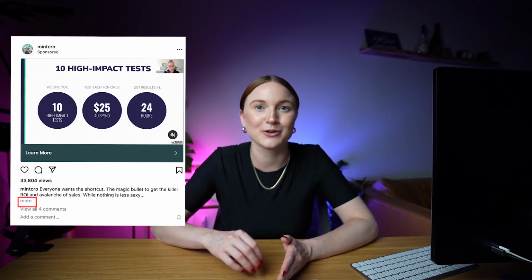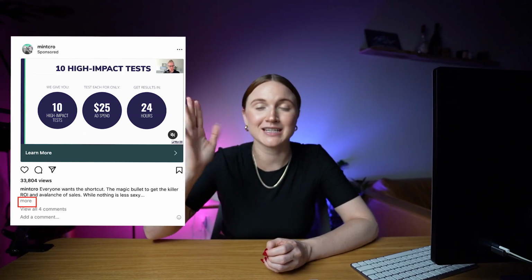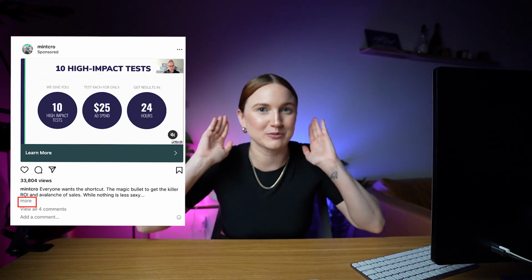One of my biggest annoyances is when brands hide a discount code all the way at the bottom of their copy, so you actually have to click see more to see it. So many people are missing that. That's why you should do something short form here.